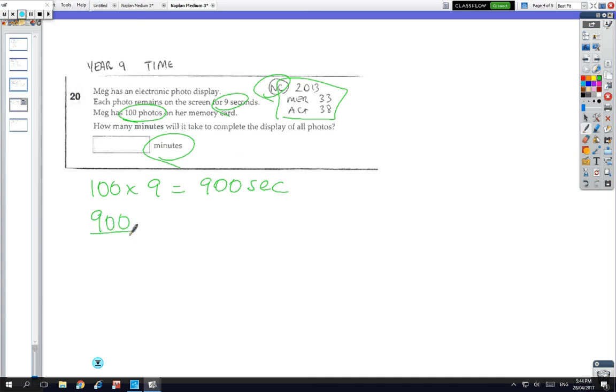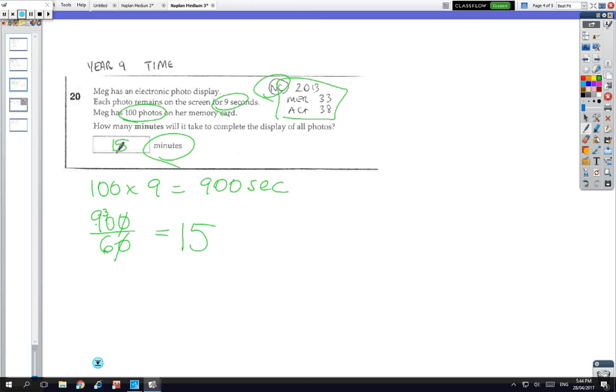So 900 divided by 60 is the conversion into minutes. It's a non-calculator, so this is how you do it. Cross off the zeros. 6 into 9 goes once. Remainder 3. 6 into 30 goes 5. So the answer is 15 minutes.